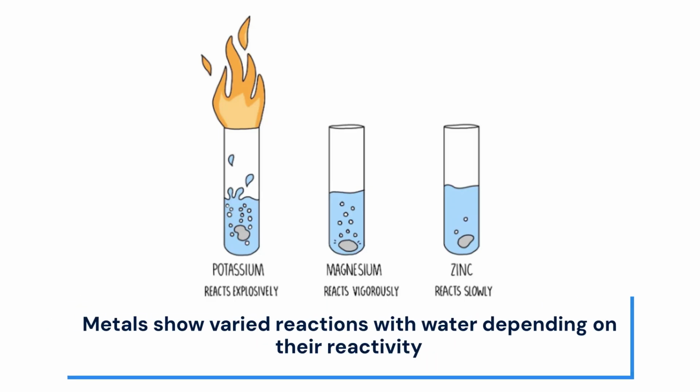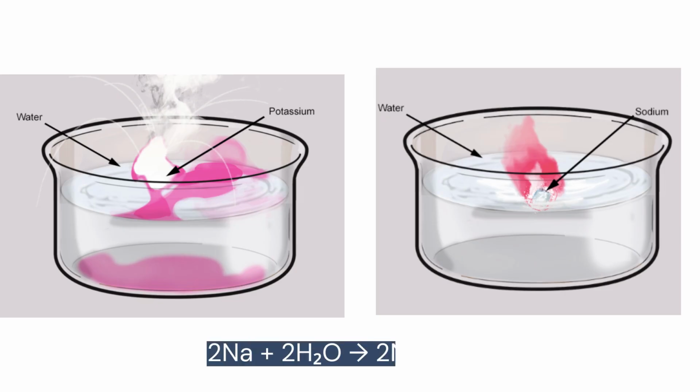Metals also show varied reactions with water depending on their reactivity. Very reactive metals such as potassium and sodium react violently with cold water to produce metal hydroxides and hydrogen gas, releasing a lot of heat, which is why they are stored under oil.